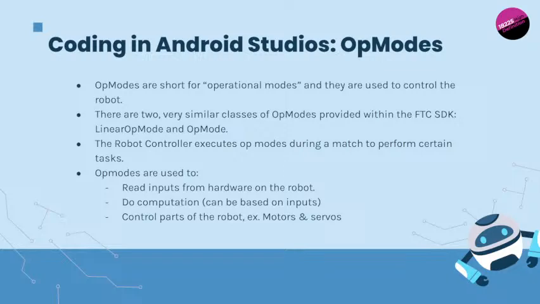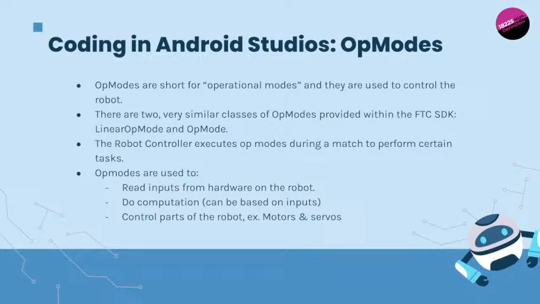Actually, there are two similar types of op modes provided in the FTC SDK, but you probably won't have to worry about it. There's LinearOpMode and OpMode, but I recommend sticking to OpMode because apparently it's a tiny bit faster. The robot controller executes op modes during a match to perform tasks like lifting an arm, basically anything. So you put all your code in these op modes.